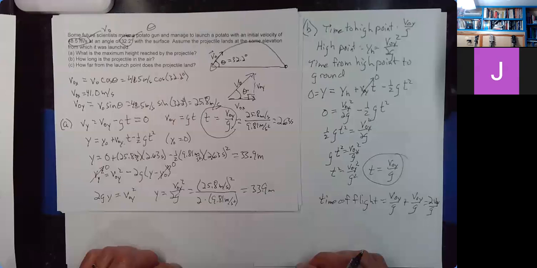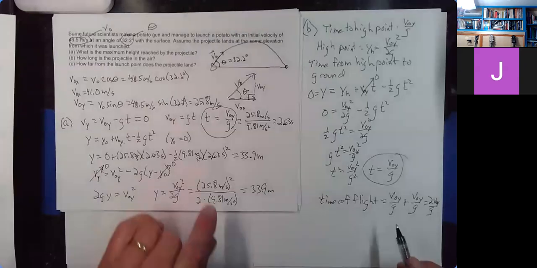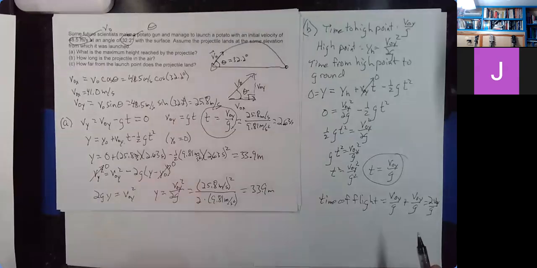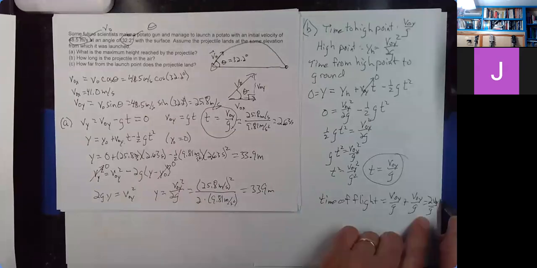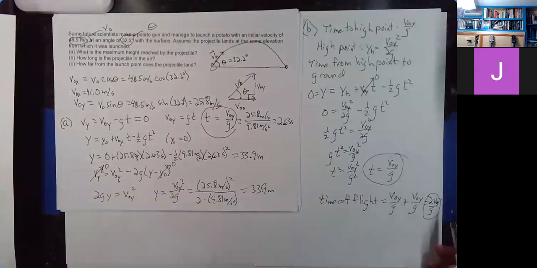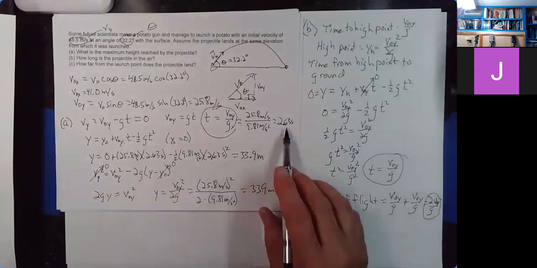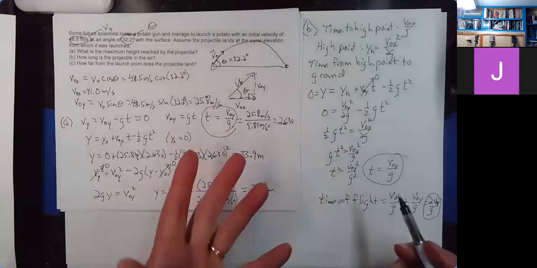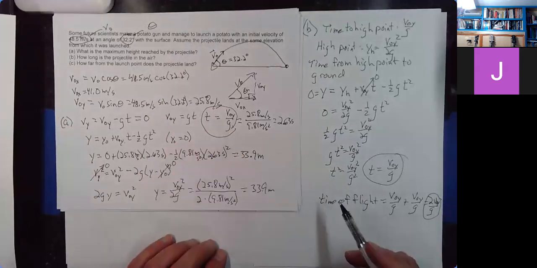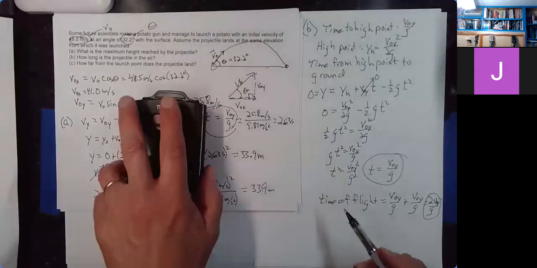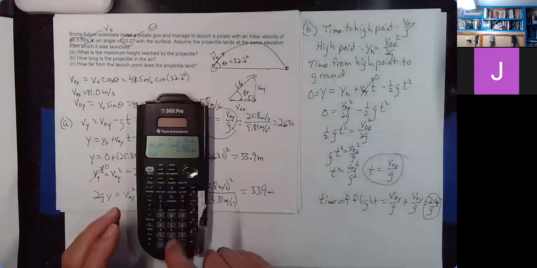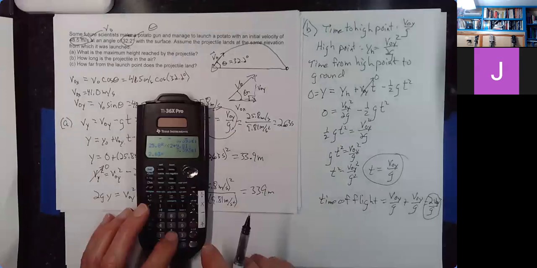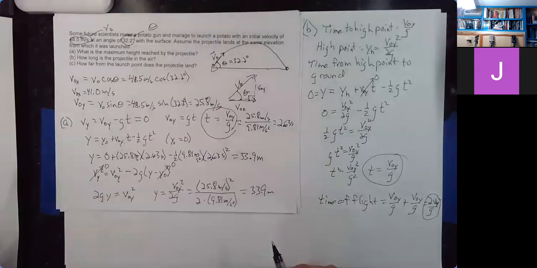That's how long the projectile is in the air. How far from the launch point does it land? Well, now that we know that, I think we figured out what that time was. That was 2.63 seconds on the way up. Twice that is going to be 5.26 seconds. Check that, but 2.63 times 2, yeah, 5.26 seconds.